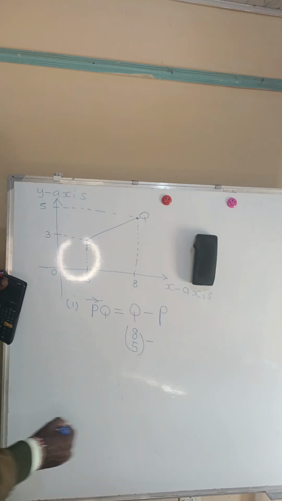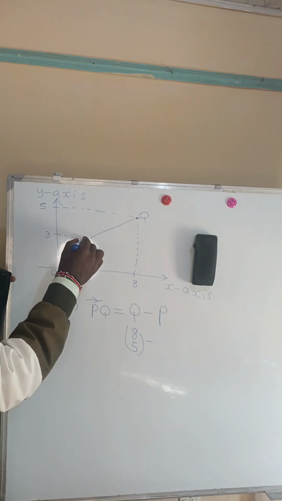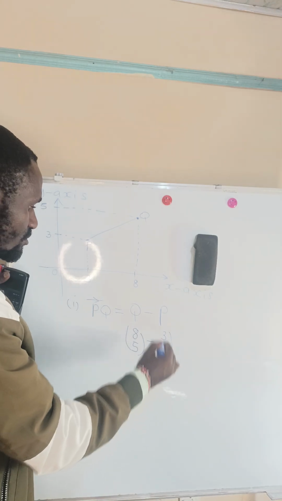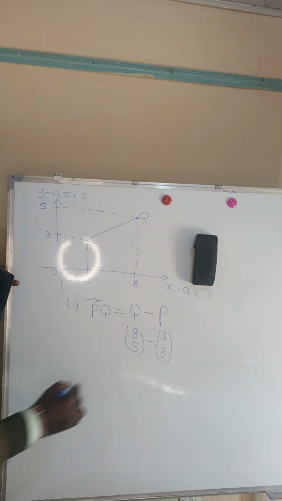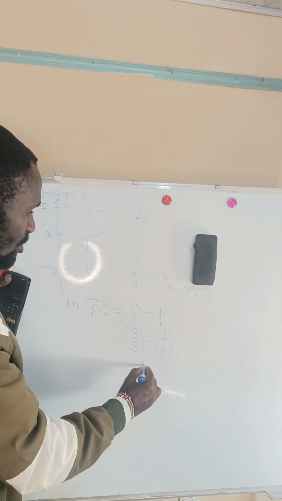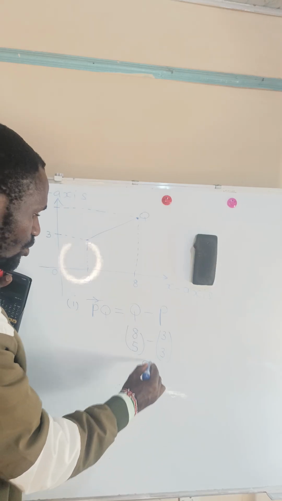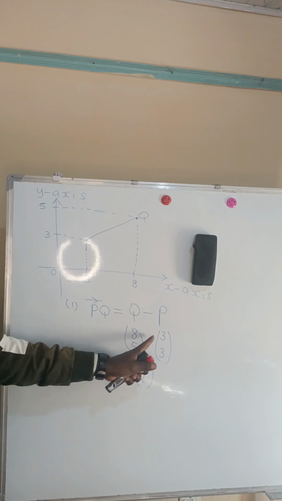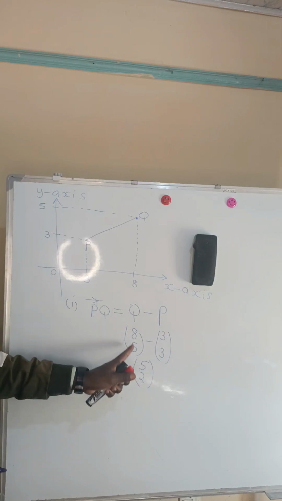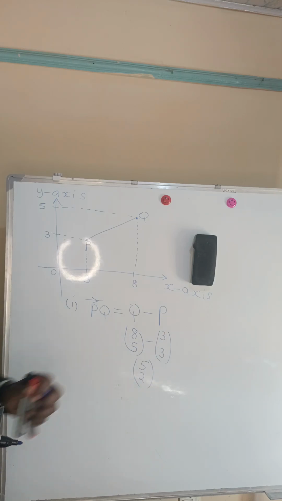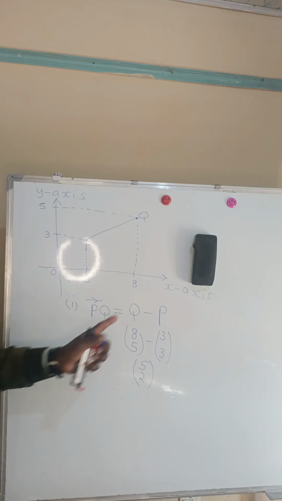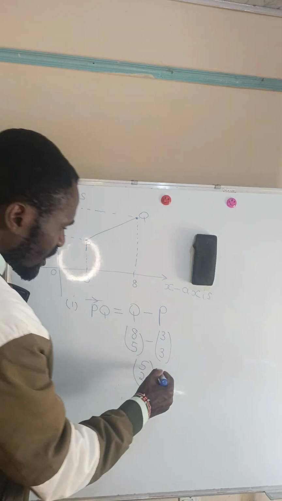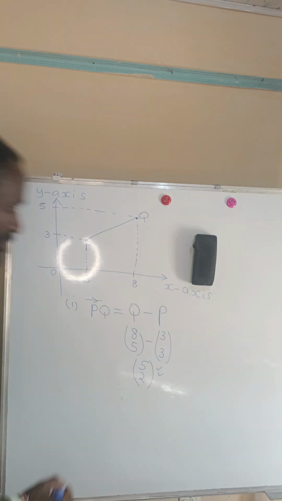Then I say less, what is P? In terms of the coordinate of P, I'll write 3, 3. At the end of the day, I'm going to have vector PQ as 5, 2. Why 5, 2? I'll just say 8 less 3, that gives me 5. Then 5 less 3, that gives me 2. So vector PQ written as a column vector is 5, 2. And that now becomes our vector PQ.